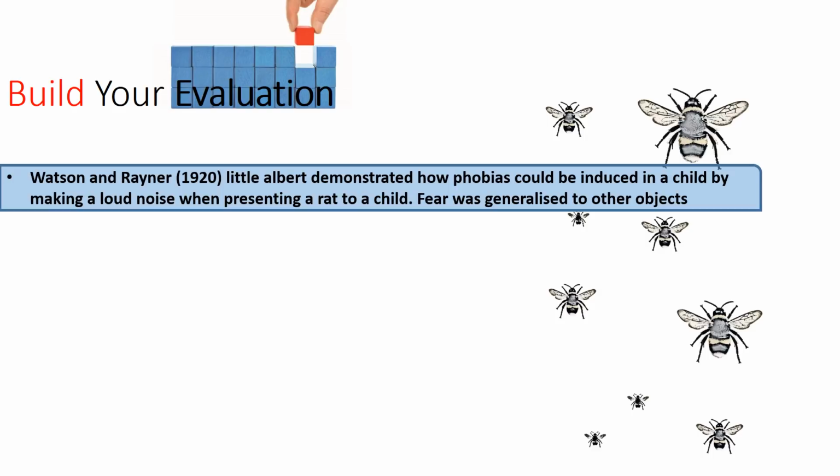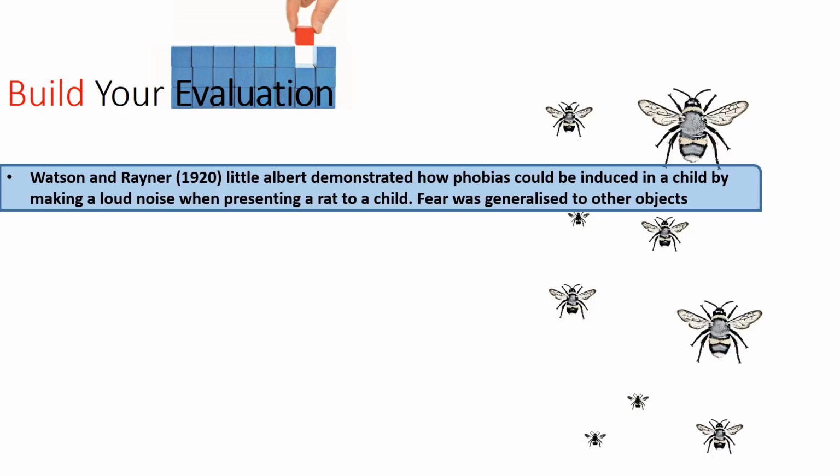It was also observed that the phobia would then be generalised onto other similar objects, such as small dogs and furry blankets. So there's fairly good evidence that behaviourist principles could be put into practice to generate a phobia. But of course we might criticise the ethics of this study, as it certainly caused little Albert emotional harm.